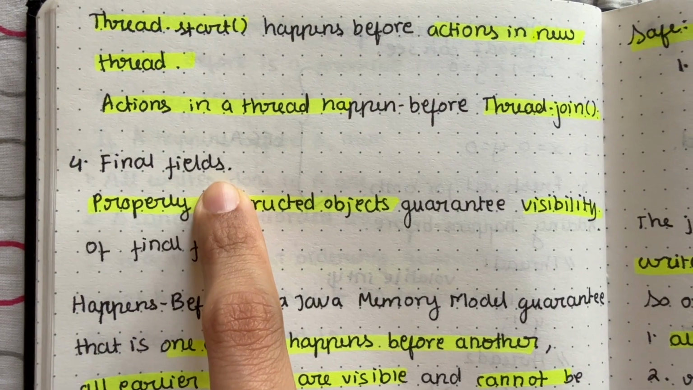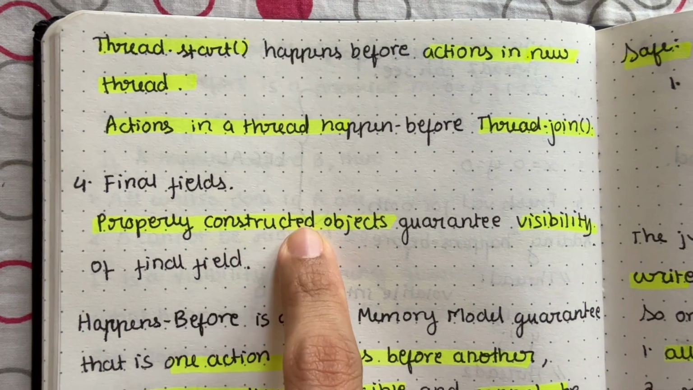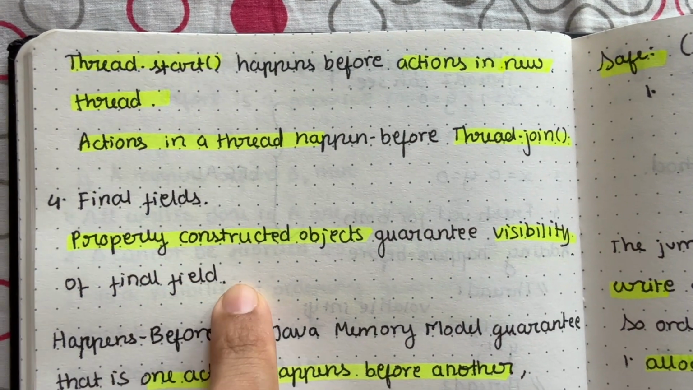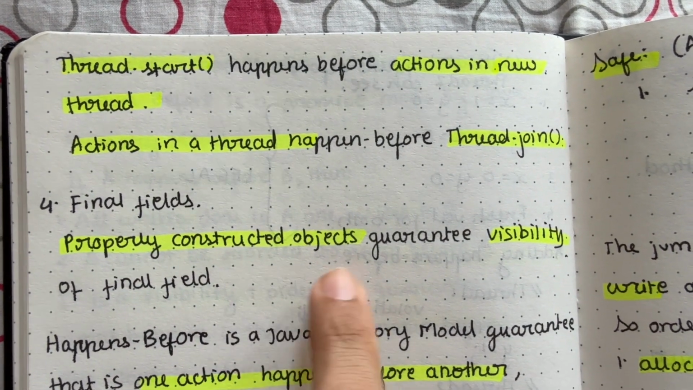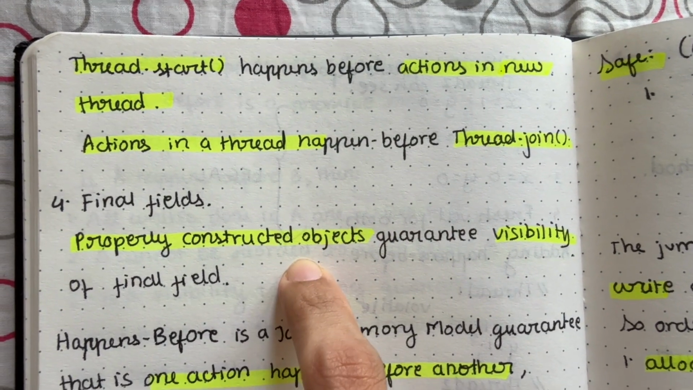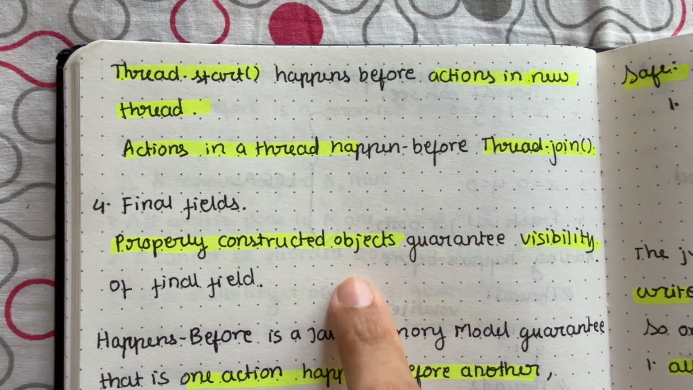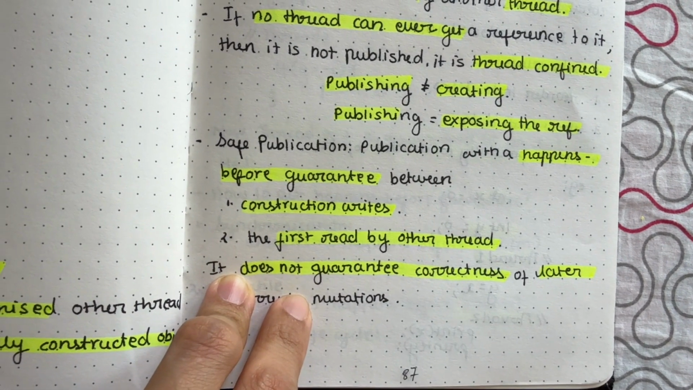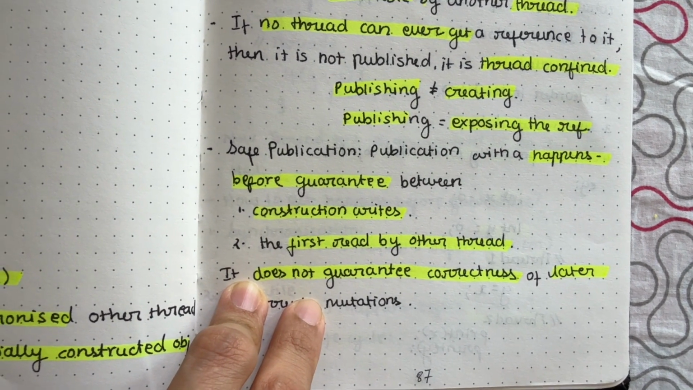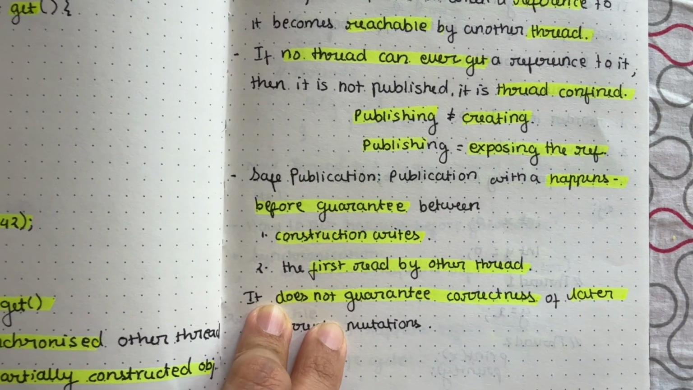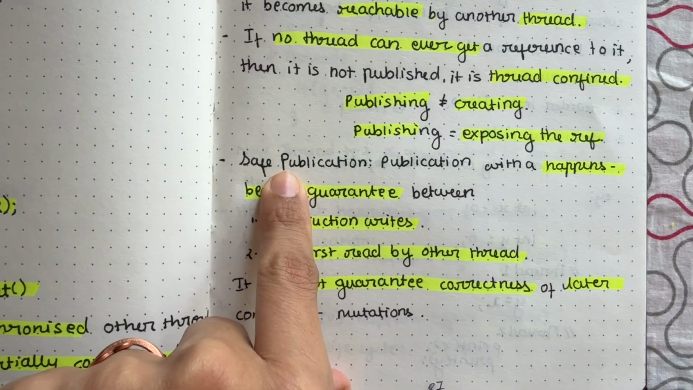Fourth is final fields. Properly constructed objects guarantee visibility of final fields without explicit synchronization. We'll look more into this in our next video. So to summarize happens before, we can achieve the happens before guarantee by synchronization, volatile variable, thread life cycle and final fields. Now let's look at this line again.